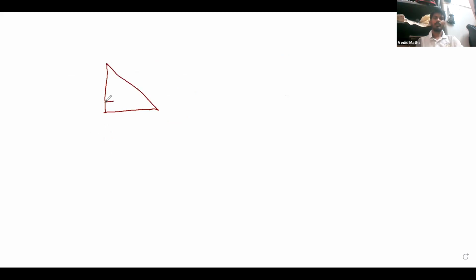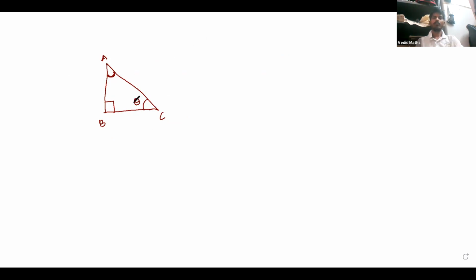Okay. This is the 90 degrees. This is the A, this is the B, and this is the C, and this is the theta. Then what is this value? Okay, what is the angle A?